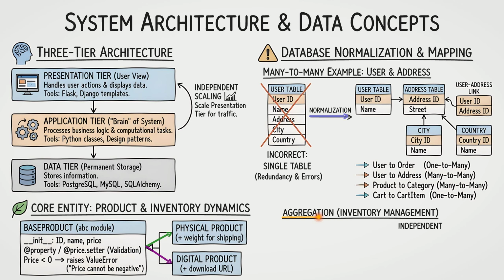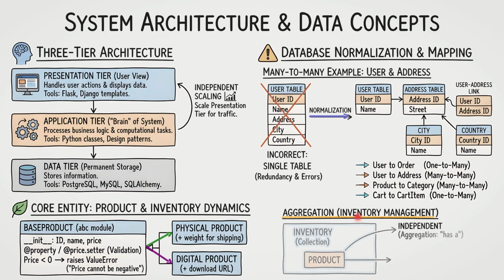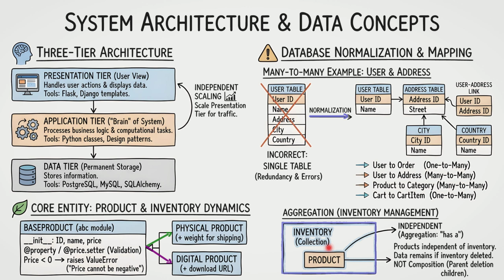Finally, let's look at aggregation in inventory management. An inventory has a collection of products, but these products are independent. If the inventory list is deleted, the product data still remains safely in our system. We use aggregation instead of composition because we want product descriptions to survive even if an item drops out of a specific stock list. The key takeaway here is that organizing your system into distinct tiers and normalizing your data structures makes complex applications scalable, robust, and much easier to maintain.